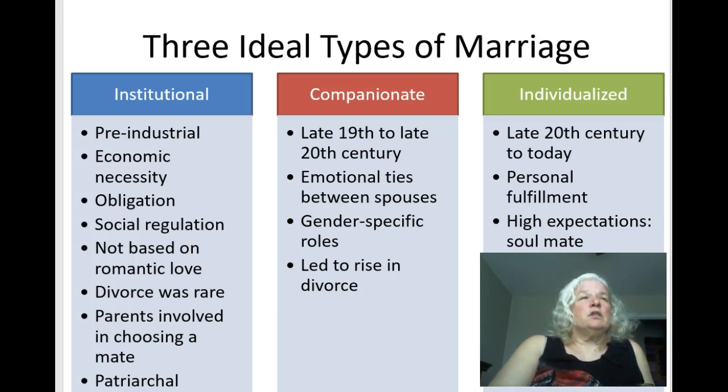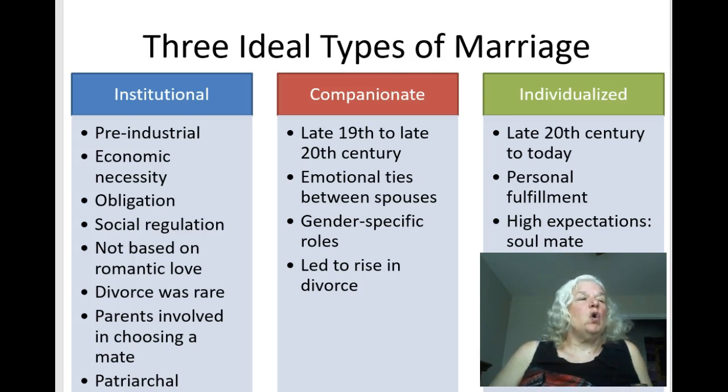In the late 1900s to the late 20th century, the ideal type of marriage was a companionate marriage, with emotional ties between spouses and gender-specific roles, and it led to a rise in divorce. We think the liberalization of the divorce laws was part of the issue, but the changing society came into play, which created that liberalization of the divorce laws.